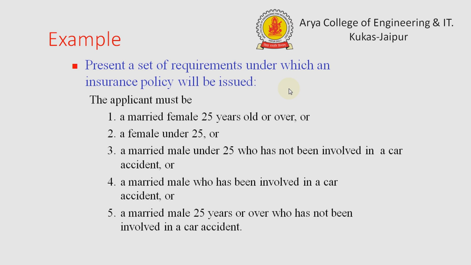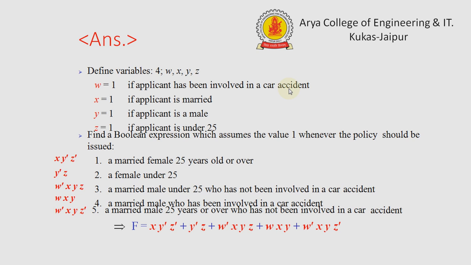For example, we present a set of requirements under which an insurance policy will be issued. The applicant must be a married female 25 years old or over, or a female under 25, or a married male under 25 who has not been involved in a car accident, or a married male who has been involved in a car accident, or a married male 25 years or over who has not been involved in a car accident. So for the answer, we define four variables as w, x, y, z.